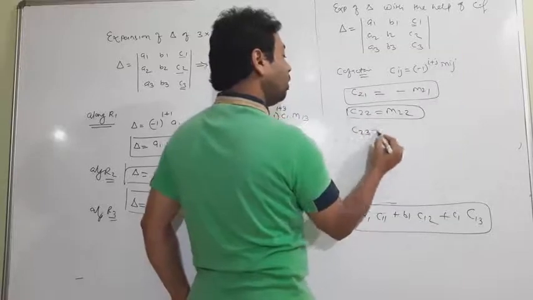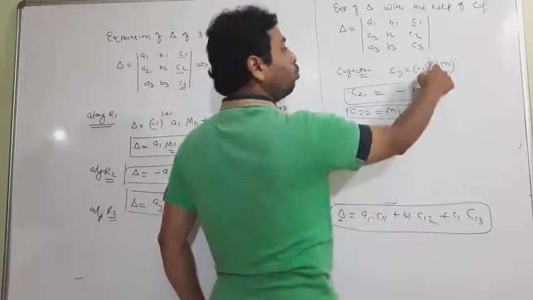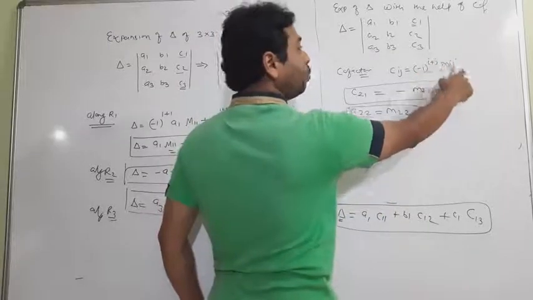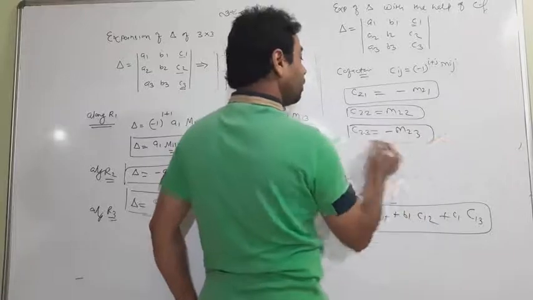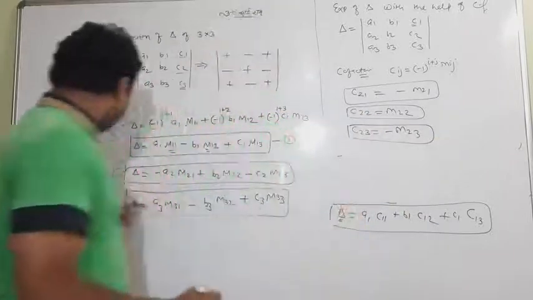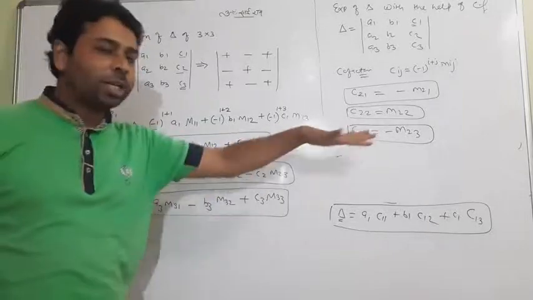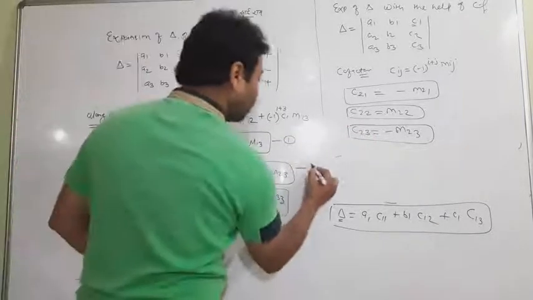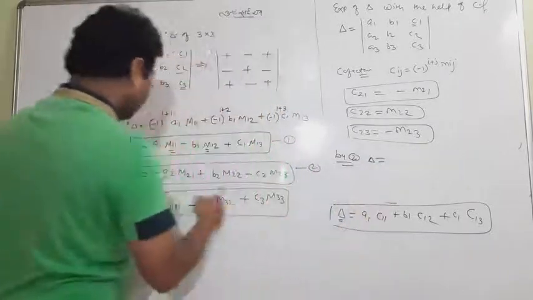Last is C23, meaning the cofactor of that element, meaning minus 1 to the power 2 plus 3, which is 5, times M23, with a negative sign. What you have got? These three sentences. So along R2, with the help of minor, can we change it with the help of cofactor? Yes. By 2, what you got? Del equal to.